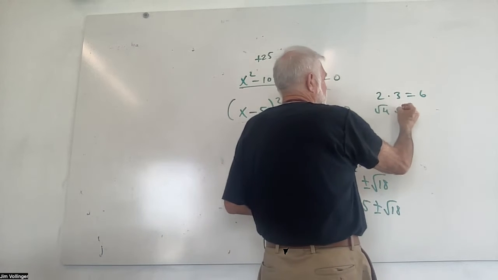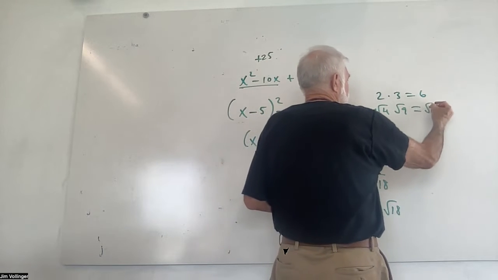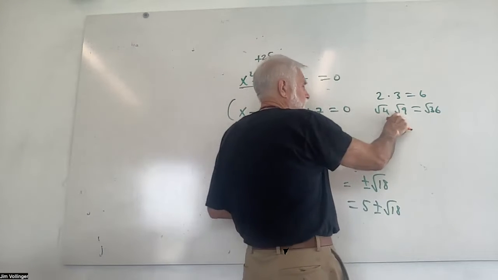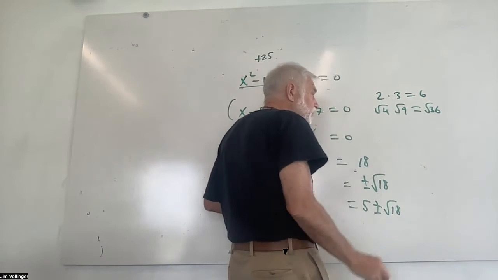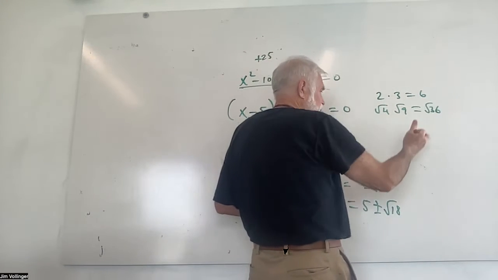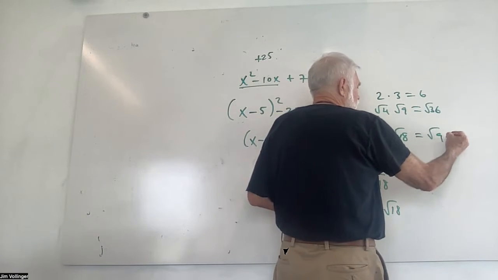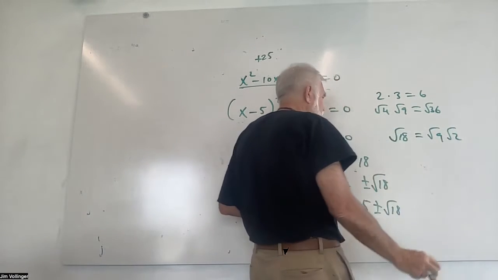The square root of 4 times the square root of 9 equals the square root of 36. There's an important rule there. A square root times a square root is still a square root problem, and you just multiply by what's inside. So if I looked at the square root of 18, I could rewrite it as the square root of 9 times the square root of 2.